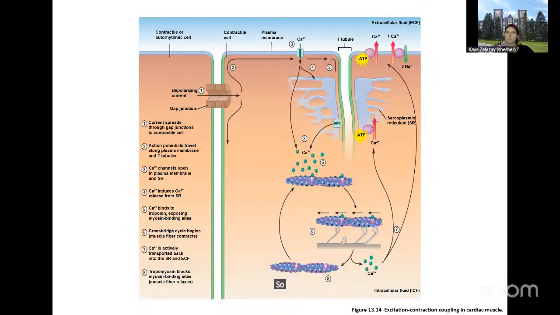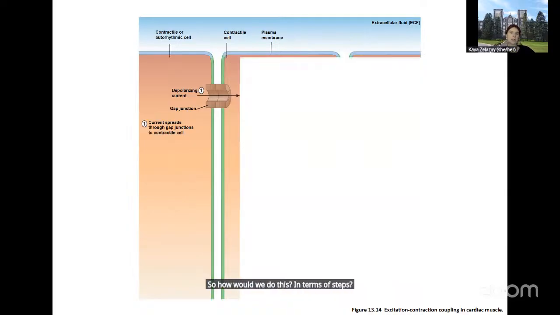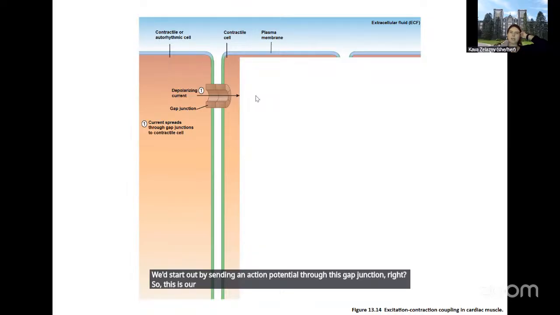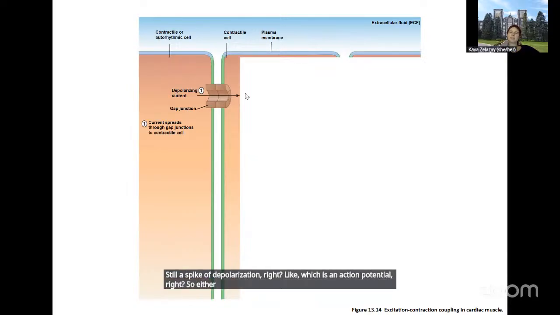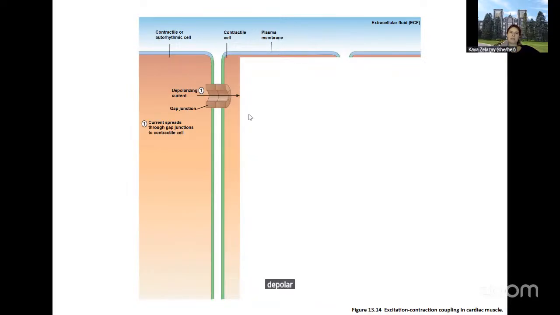So how would we do this in terms of steps? We'd start out by sending an action potential through this gap junction, right? So this is our straight shot into a neighboring cell. This cell is contracting or is like a pacemaker cell and is going through these spontaneous depolarizations, giving us still a spike of depolarization, which is an action potential. So either way, we're getting the signal depolarizing the cell we're looking at. So this current voltage is spreading into our cell here.